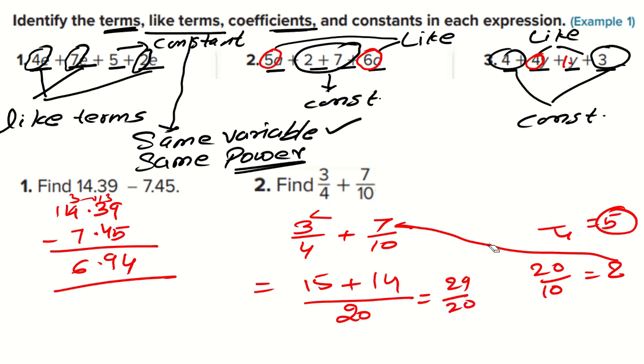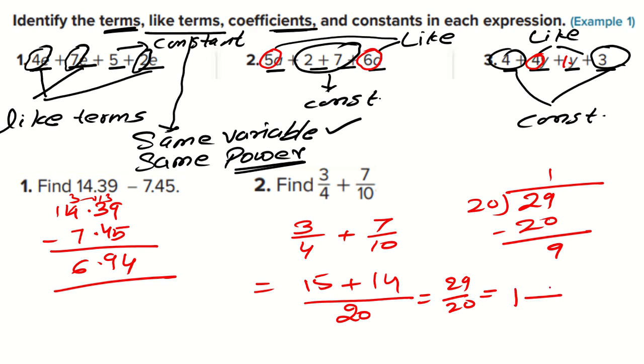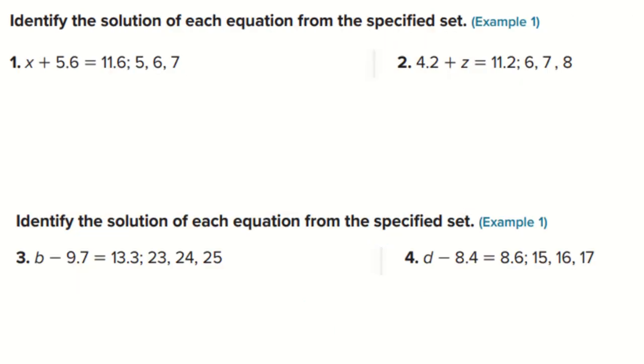Now you see, we got a fraction where the numerator is bigger than the denominator. What is the name of this type of fraction? Yes, did you say improper fraction? Yes. So it is an improper fraction, so you will divide this to write it as a mixed fraction. So 29 divided by 20, it will be one time only. So 29 minus 20 is 9. So the answer will be 1 whole. Here comes the quotient, then remainder over divisor. This is the answer.